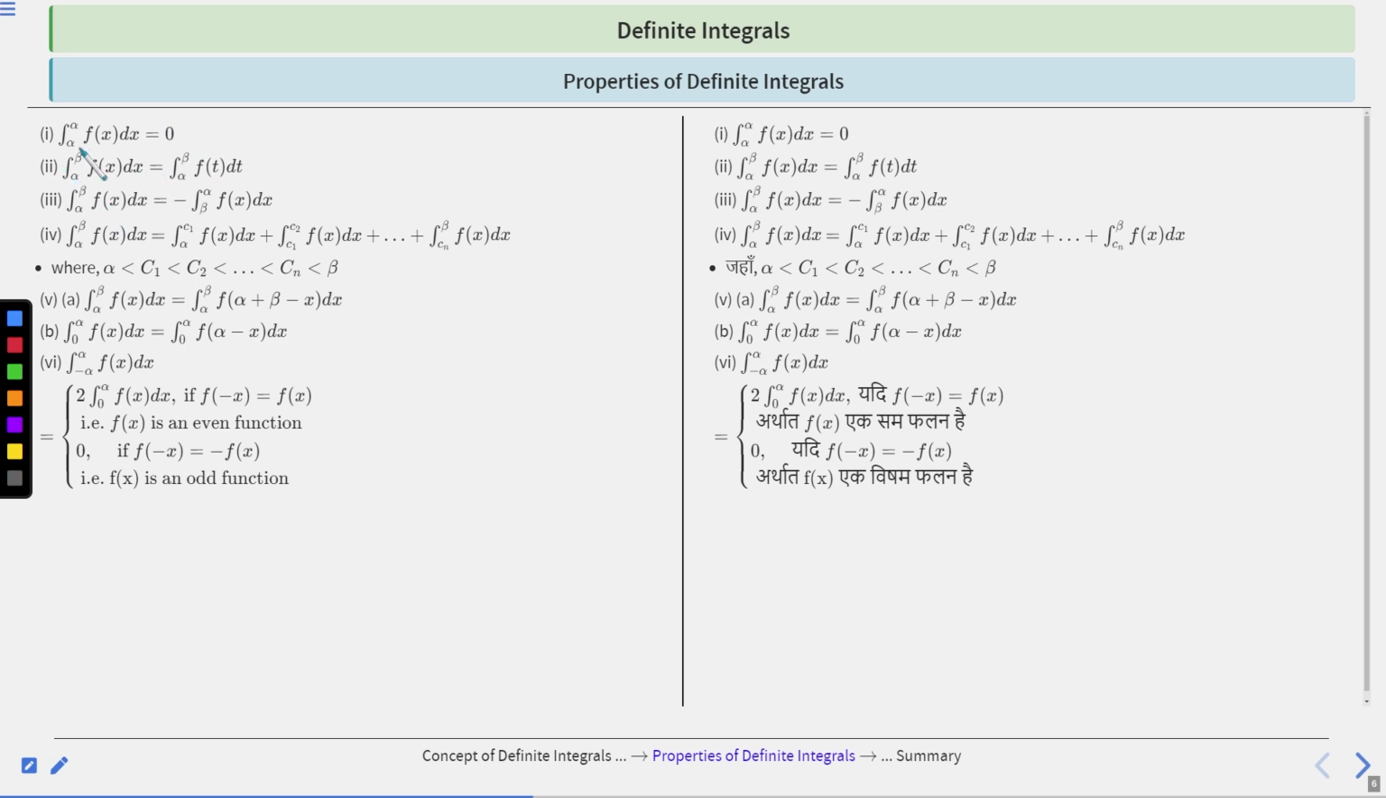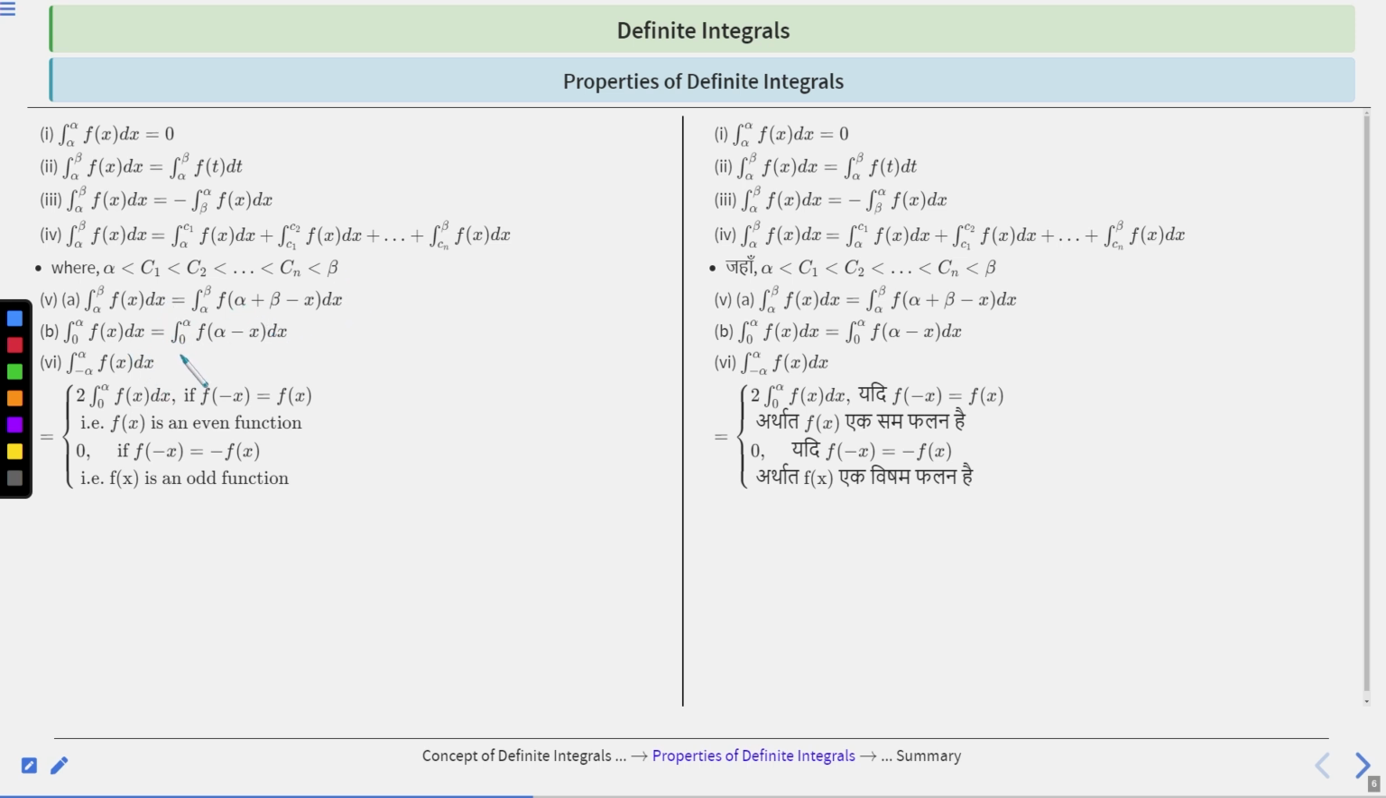Now, integration of alpha to beta f(x) dx will be equal to integration of alpha to beta f(t) dt. Integration of alpha to beta f(x) dx is equal to minus of integration of beta to alpha f(x) dx. Integration of alpha to beta f(x) dx is equal to alpha to c1 f(x) dx plus c1 to c2 f(x) dx, till cn to beta f(x) dx, where alpha is less than c1, less than c2, till less than cn, less than beta.